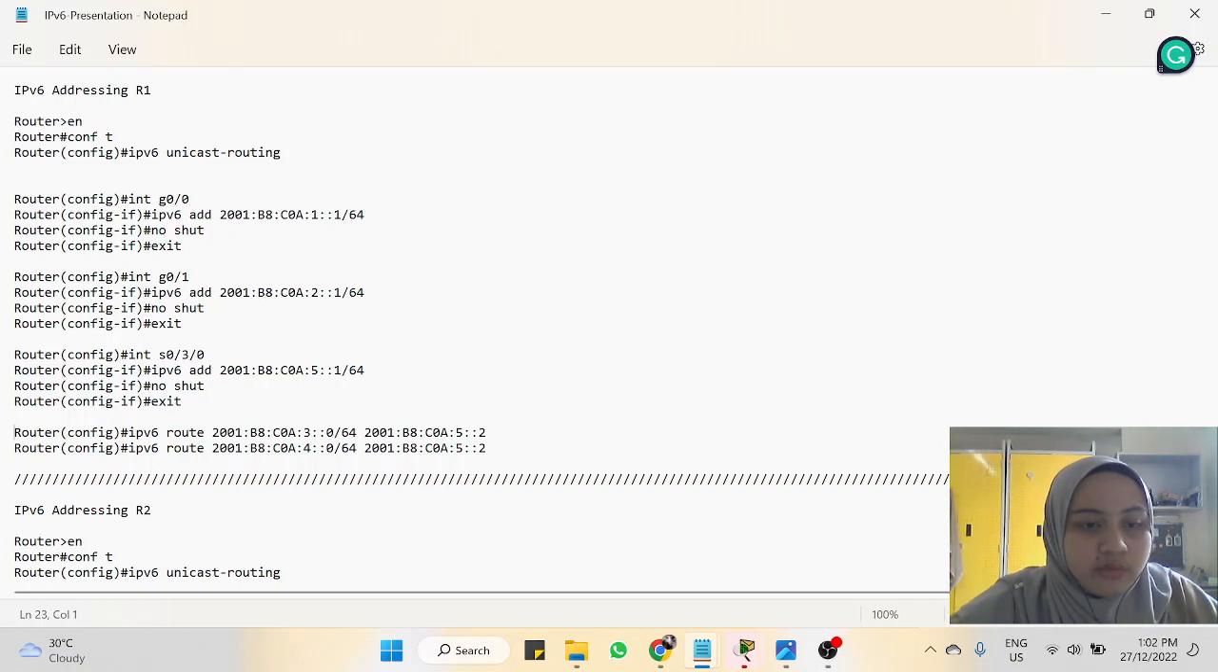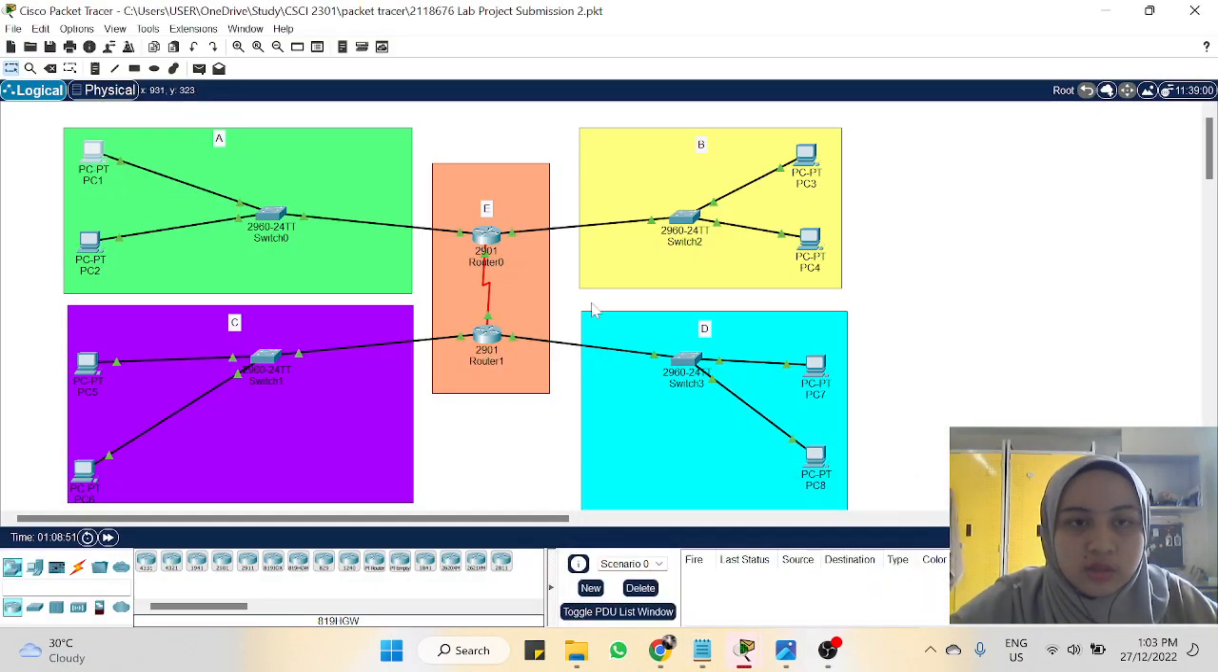This same pattern will be used to configure interface G0/1 and S0/3/0. For the ipv6 route command, we have to use this command twice. On this line, for the first ipv6 route command, I put the default gateway of group C and then the serial for router 2. For the second ipv6 route command, I will put the default gateway of group D and then the serial for router 2. If we look at the Packet Tracer, the first command uses the default gateway here, and the second command uses the default gateway of this one here, so that router 1 can reach both C and D.